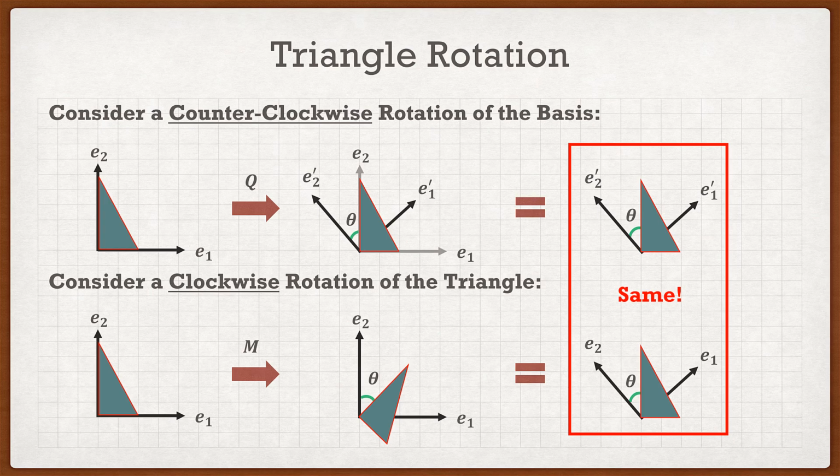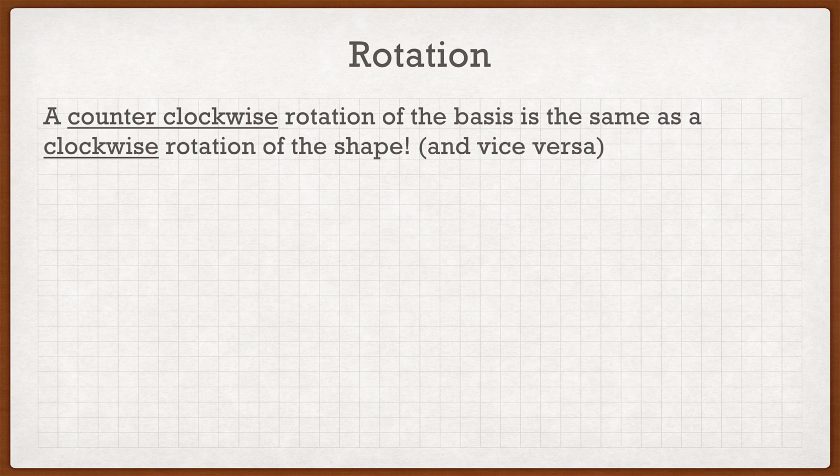So that's the trick. When we're looking at part A, we need to determine Q. Well, I know Q. I've dealt with Q so many times. But then when part B comes and you're wondering what M is, now that you know that M is just a specific case of Q, it's the opposite case of what we want. So to summarize, the trick itself to this question is a counterclockwise rotation of the basis is the same as a clockwise rotation of the shape, and vice versa.